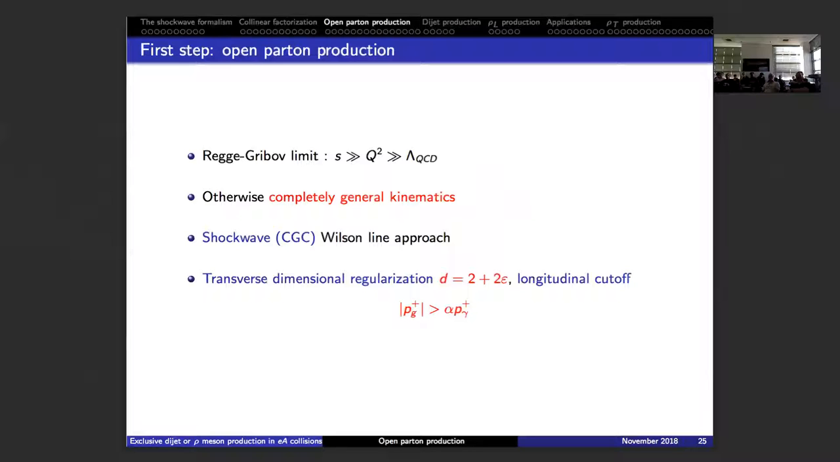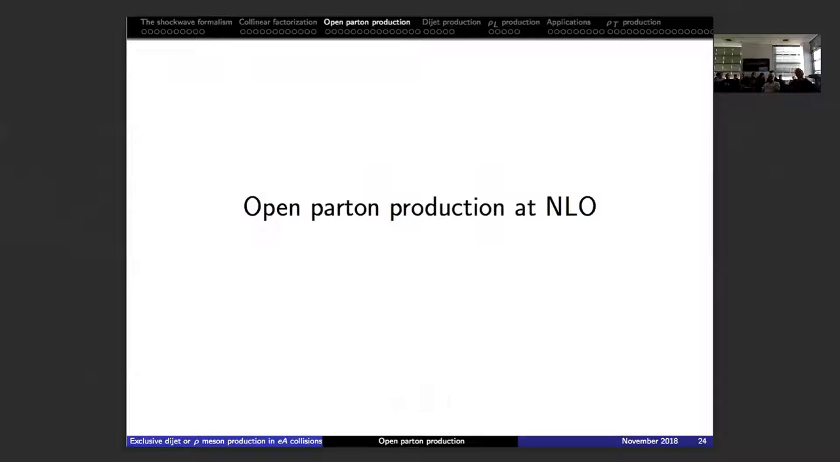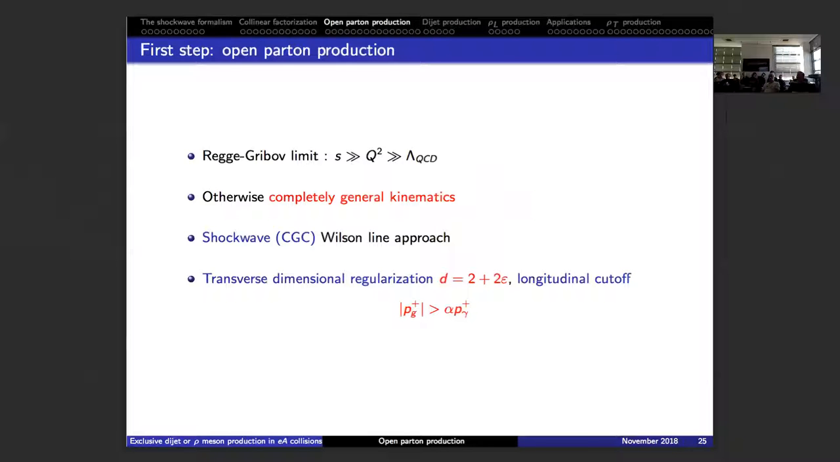Okay, so let's do practice now. I'm going to do open heavy quark production at NLO in the Sharpe framework, which most of you probably heard from me already. But again, I repeat, I have completely general kinematics, whatever my target is. It can be whatever I need. And I'm using a rapidity cutoff limit and using the Sharpe.